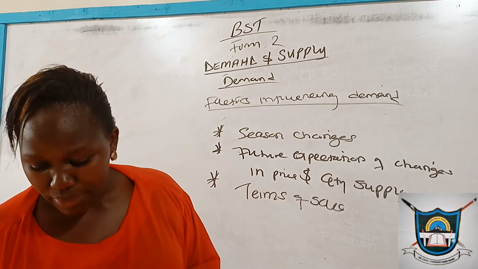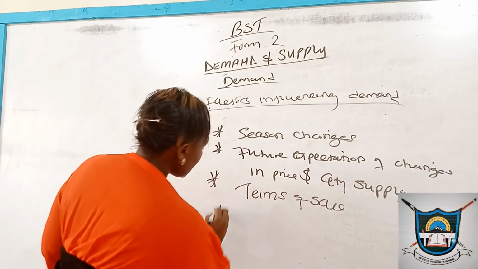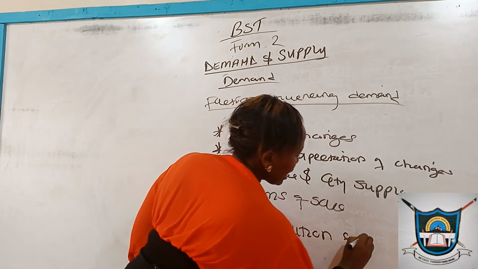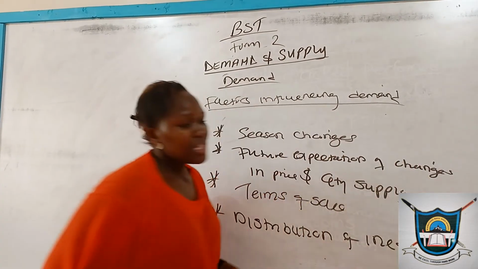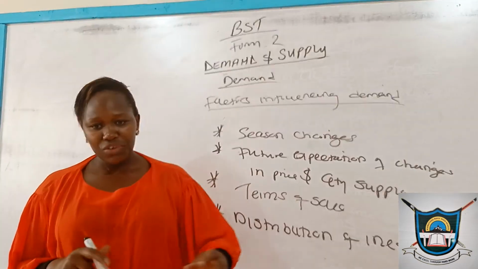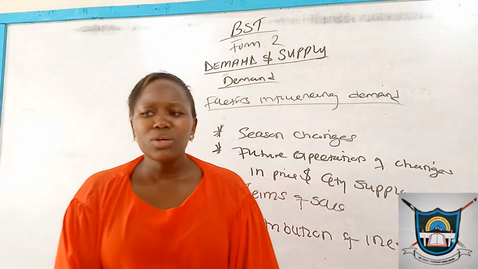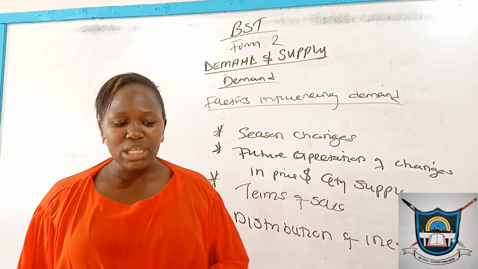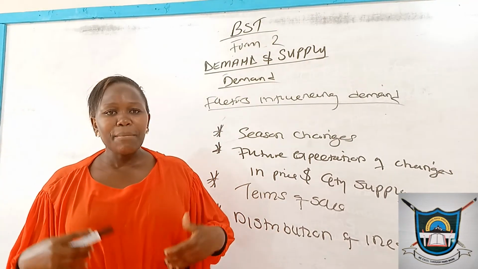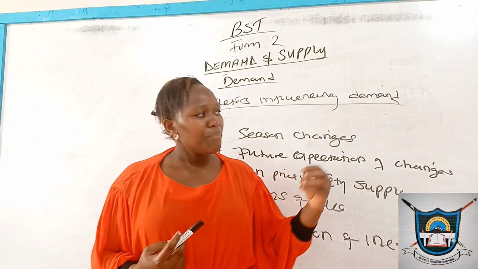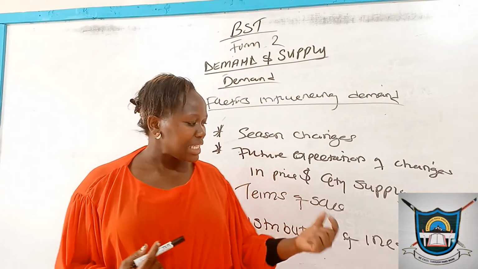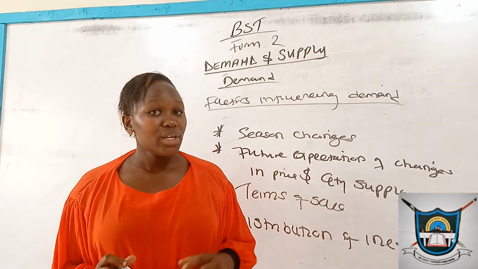Now, the last one is the distribution of income. Distribution of income is the last but not the least of the factors that influence demand of a commodity. Now, when you talk of income, we are talking of the consumers' disposable income. If everybody has money, then their purchasing power will be higher. So, if persons 1, 2, 3, and 4 all have money, then the demand for a particular commodity that all of them use is going to be high.